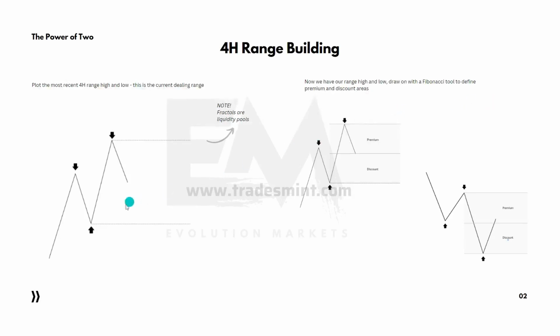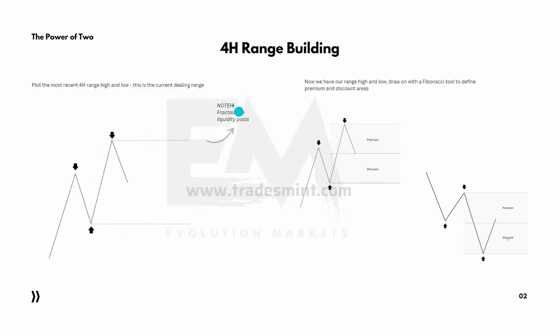In this sense here, we've got a bullish scenario. So we've got a breach of a high here. We print these fractals, and then we're looking at the most recent fractal ranges here. So this fractal low, this fractal high, we can denote these as our 4-hour range. Therefore, our 4-hour current and most recent dealing range.